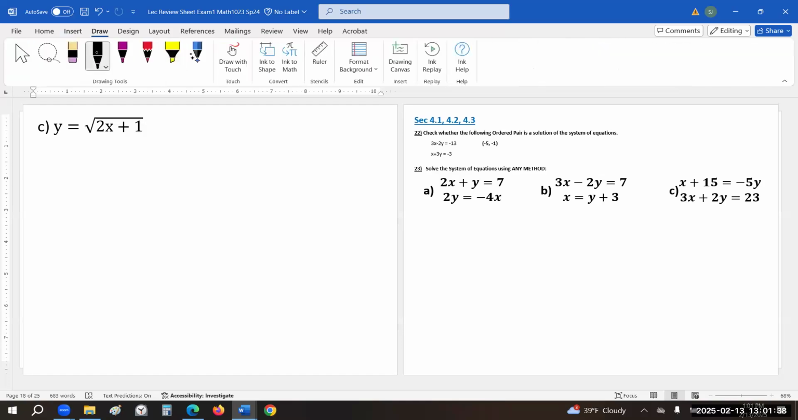So, A. Let's use the substitution method. In order to use substitution method, we want one variable to be alone. In any of the equations, do you see any variable alone? Not alone yet, right? Because this y has 2 in the front. It's not alone yet.